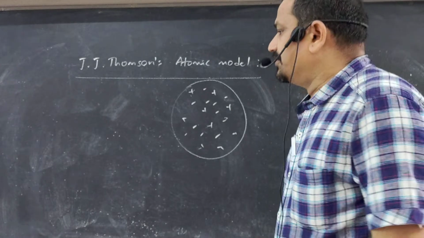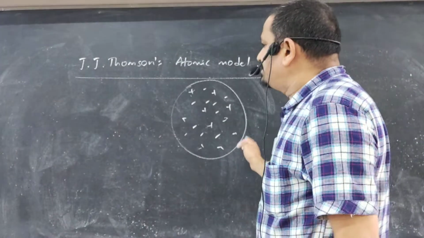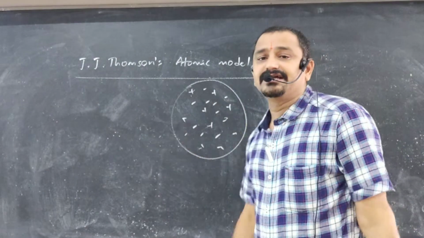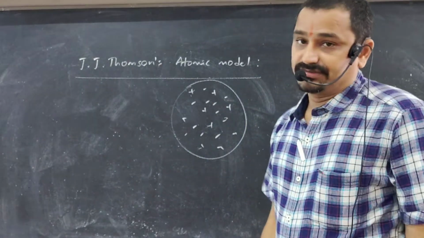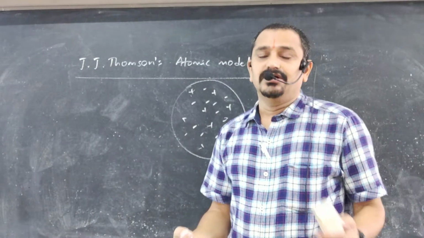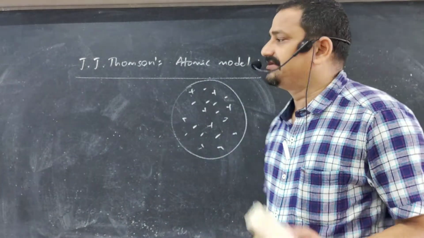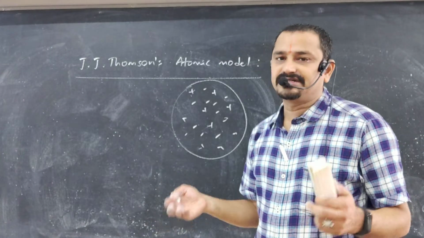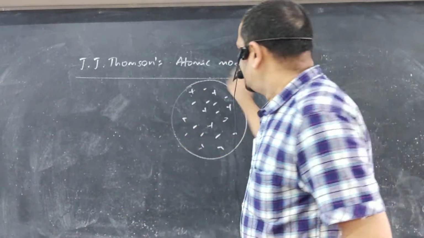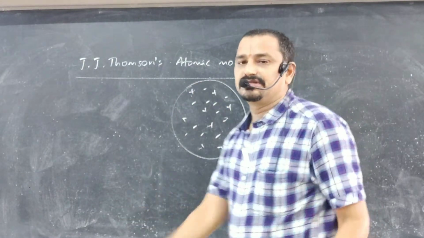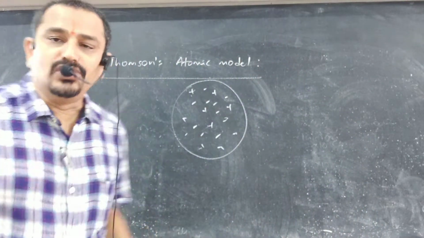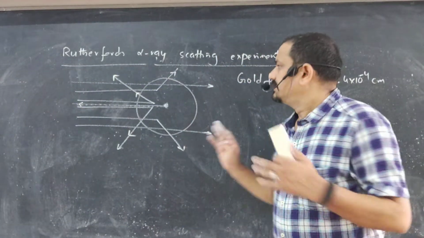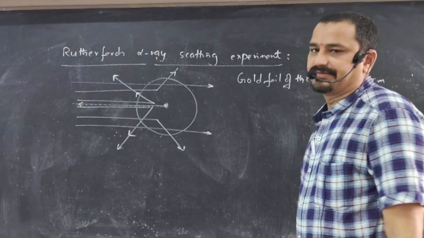Plum pudding model. However, this idea was dropped due to the success of the alpha ray scattering experiment done by Rutherford. You have studied Rutherford's alpha ray scattering experiment in your high school. With the discovery of the nucleus in Rutherford's alpha ray scattering experiment, Thomson's atomic model and all the previous atomic models were ruled out. So this is about Rutherford's alpha ray scattering experiment.